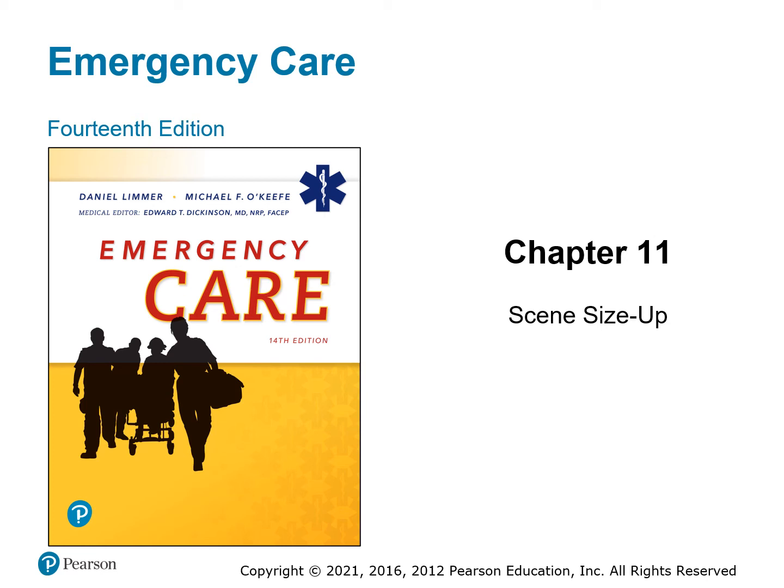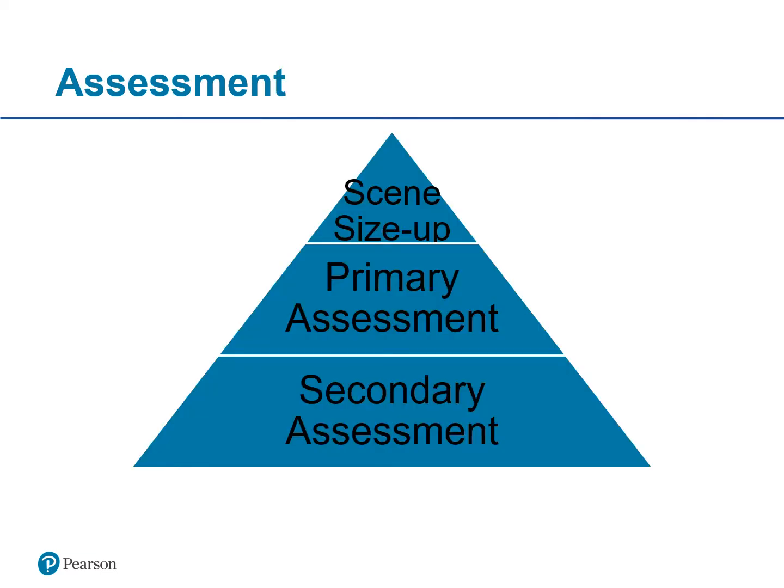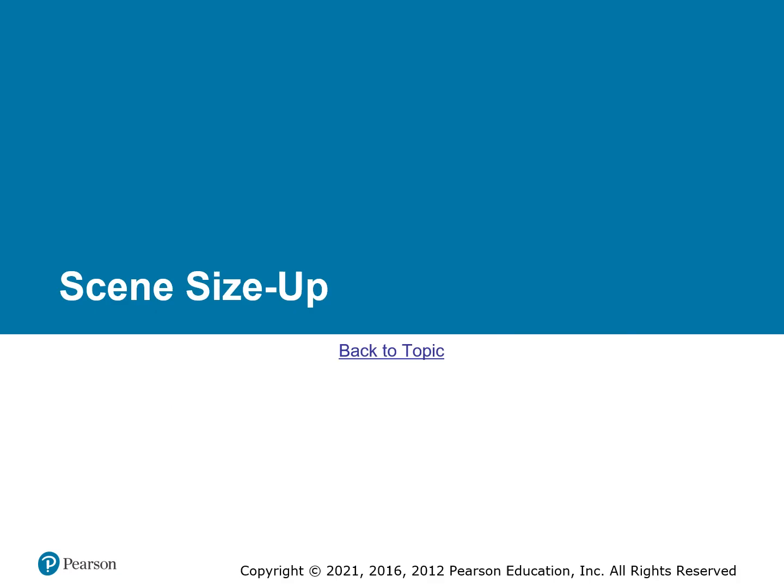Chapter 11, the scene size up. The way we approach assessing what's wrong with our patients is kind of like a pyramid. We start at the top with the scene size up, determining what's going on, what resources we need. Next we do the primary assessment, what's going to hurt them right now if we don't fix it. And then the secondary assessment, how can we figure out what's wrong with them in general and treat them to bring them to the hospital efficiently.